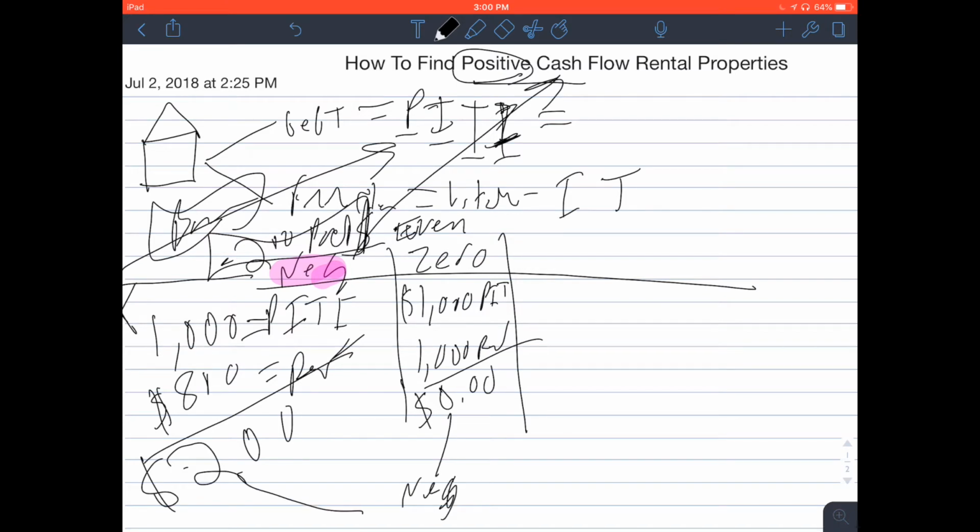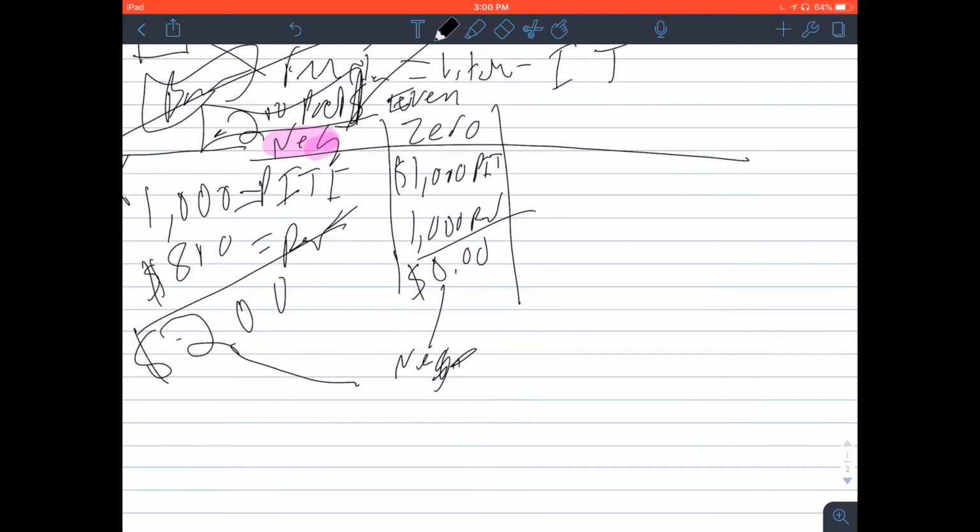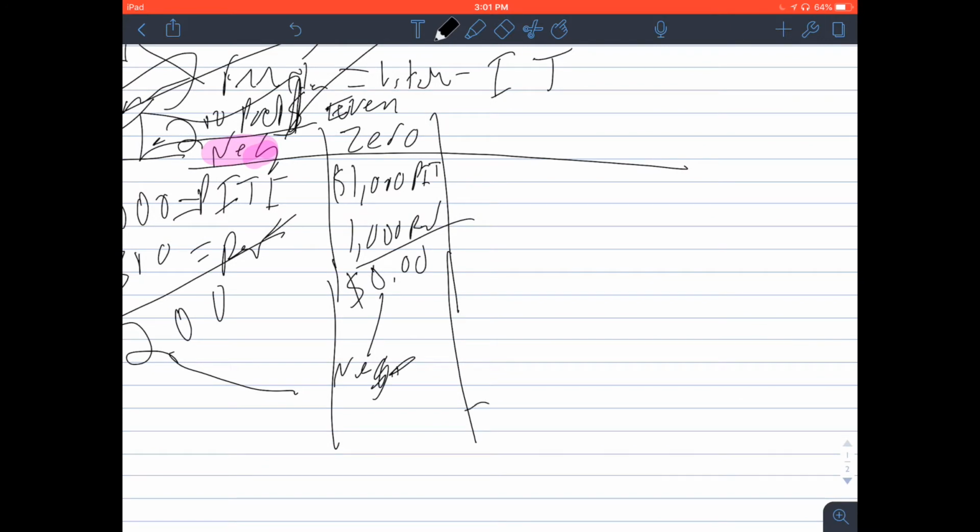Because in this equation, and all these equations, we have to think about vacancy. We have to think about if the AC breaks, if something breaks, we have to come up with money for it. So even if the monthly cash flow is even, you're still in a negative. 90%, 99% of the time you're going to be in a negative because something is going to go wrong. The renter may leave, then you have to pay realtors and marketing to get the property back on the market, rehabbing it, fixing it up nice, painting it. It costs money, so you'll be coming out negative.